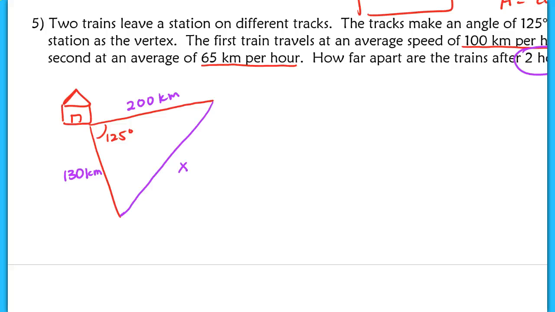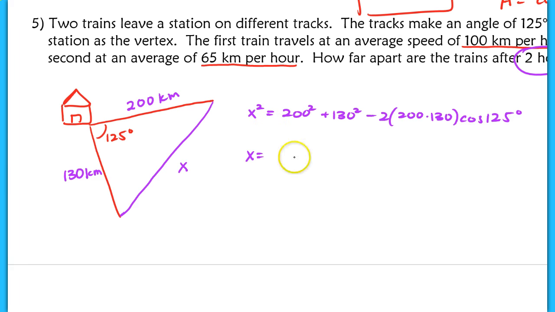So to set up the law of cosines, I say x squared is equal to the sum of the other 2 squares, so 200 squared plus 130 squared, minus 2 times the product of those 2 sides, so 200 times 130, times the cosine of the angle that's opposite the side I'm searching for, so cosine of 125. And now if you want to solve for x, you would just literally type all of that right into your calculator and then make sure you take the square root of that particular value. But that is the end of the lesson.